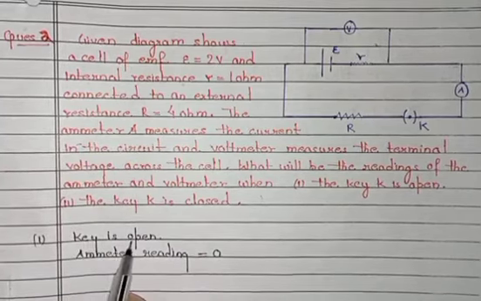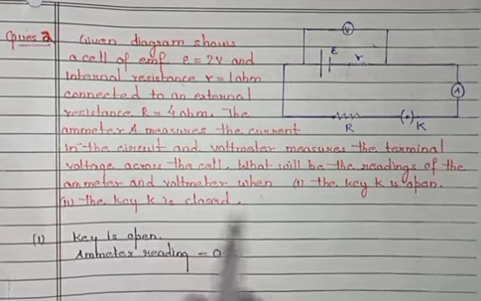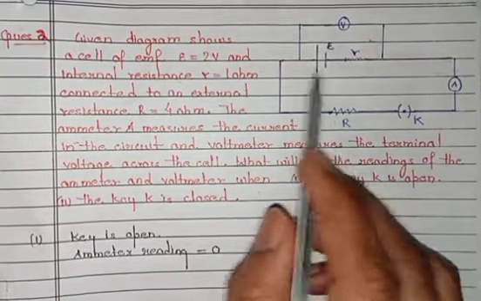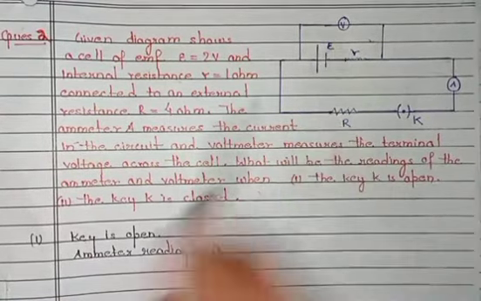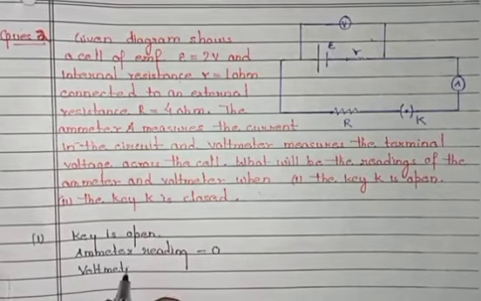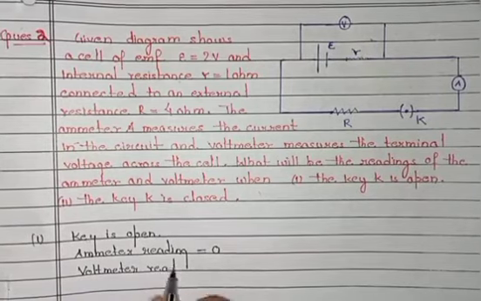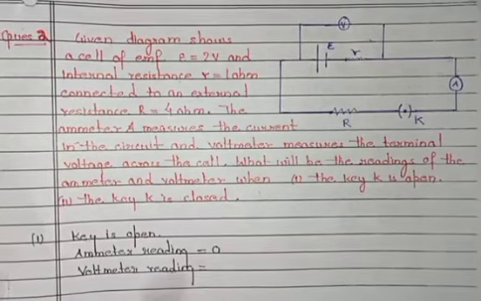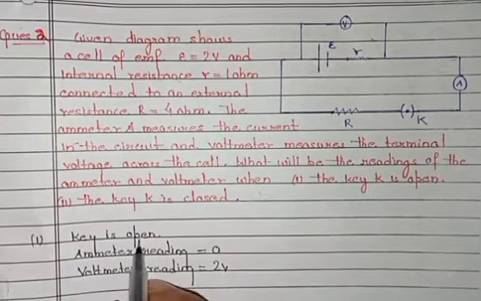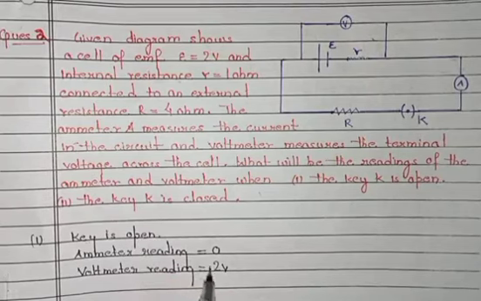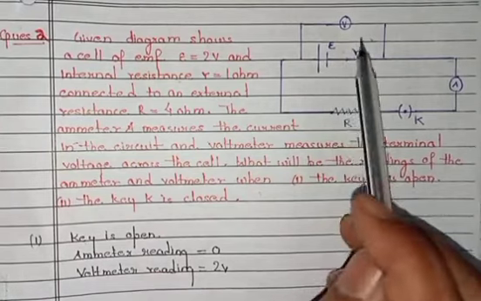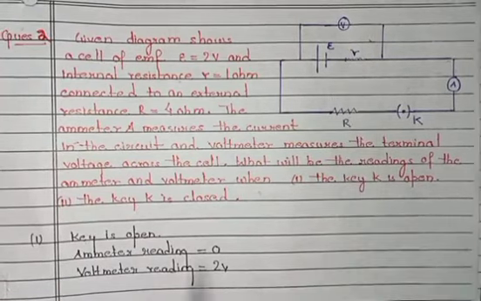Now when the key is open, that is the circuit is open, then remember the voltmeter across the terminals of the cell always measures the EMF. So here the voltmeter reading will be equal to the EMF of the cell. So the EMF is given 2 volt. See, it's an open circuit. So in an open circuit, remember, the voltmeter across the terminals of the cell always measures EMF.